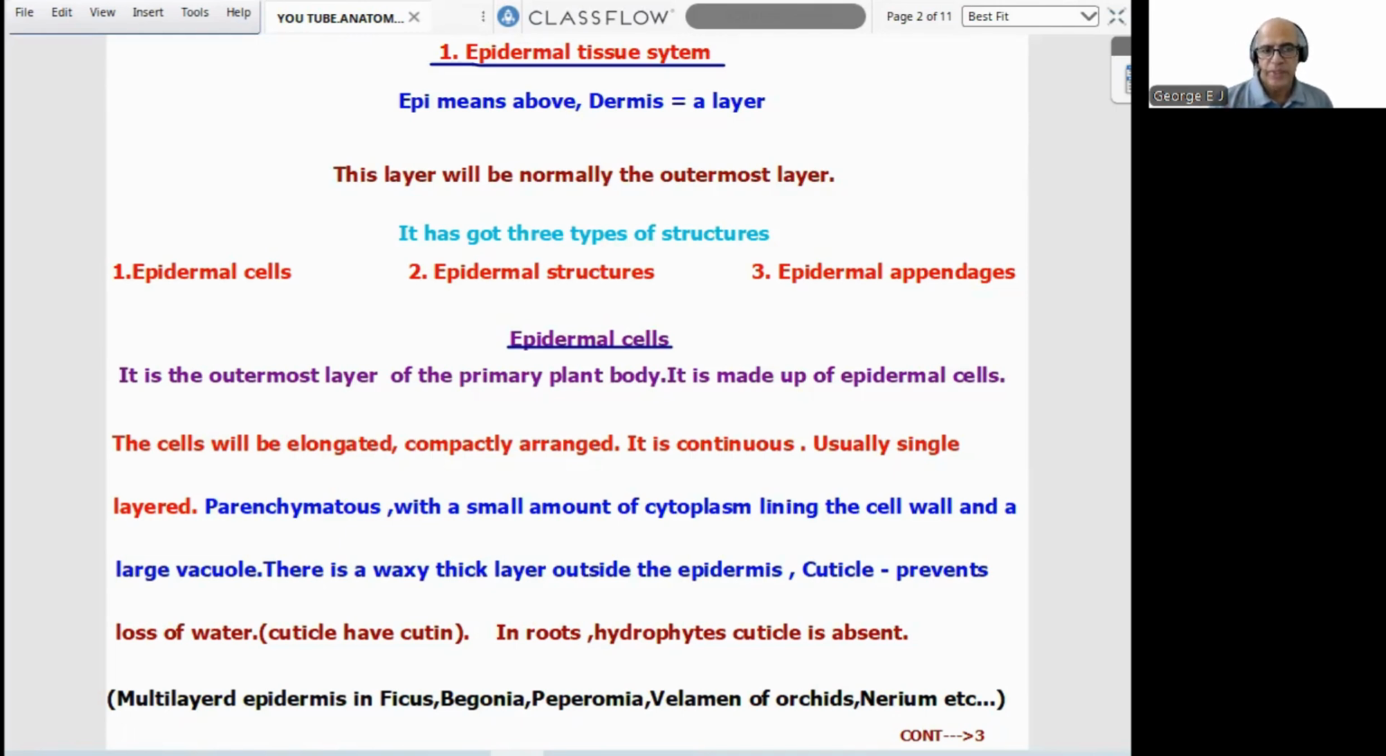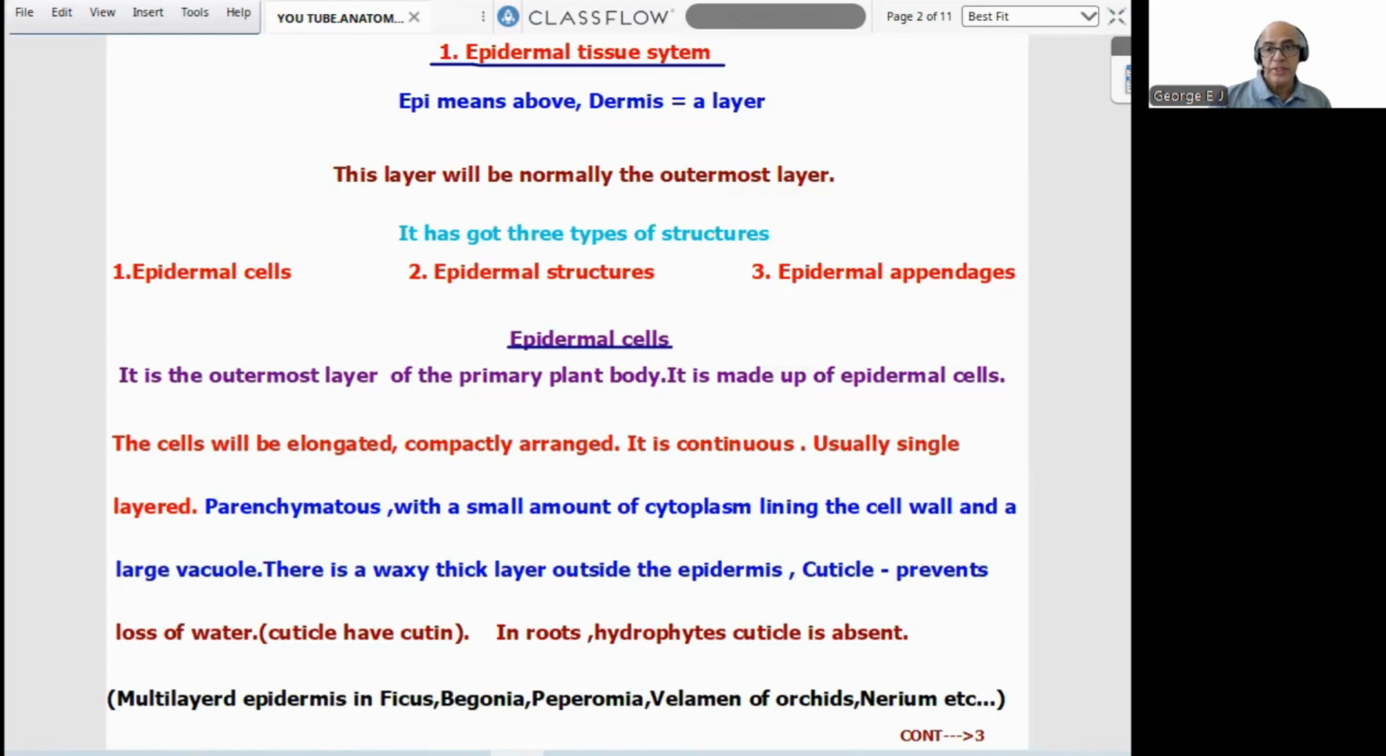Now, epidermal cells. It is the outermost layer of the primary plant body. It is made up of epidermal cells. Cells will be elongated, compactly arranged. It is continuous, usually a single layer. And probably it will be parenchymatous with a small amount of cytoplasm lining the cell wall and a large vacuole. There is a waxy, thick layer outside the epidermis called cuticle, which prevents loss of water. And cuticle is made up of a substance called cutin. In roots and hydrophytes, cuticle is absent.